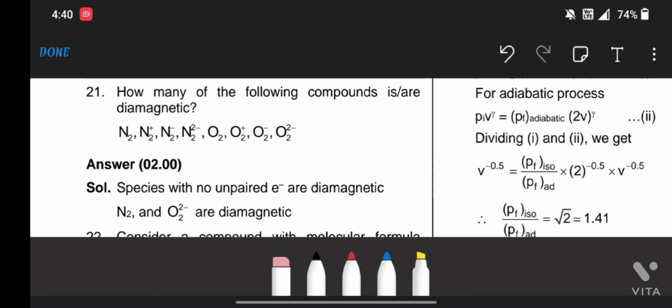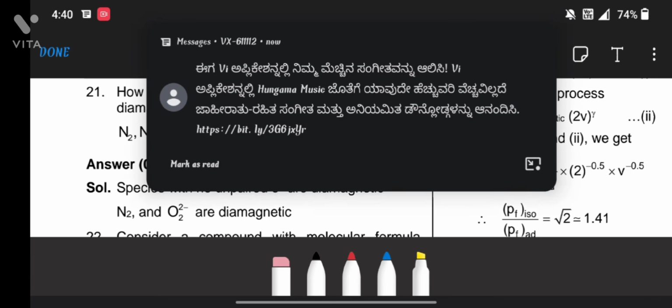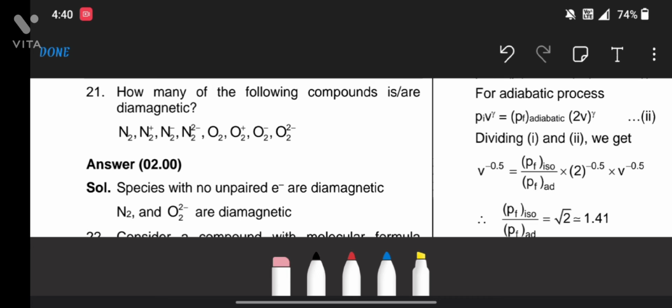If we come to the next question, that is question number 22. Consider a compound with molecular formula C4H5N. It is an acyclic compound. How many sp3 hybridized C atoms are present in the given compound? We have to find.